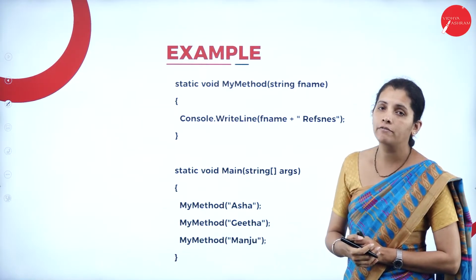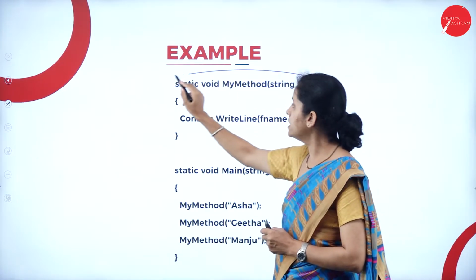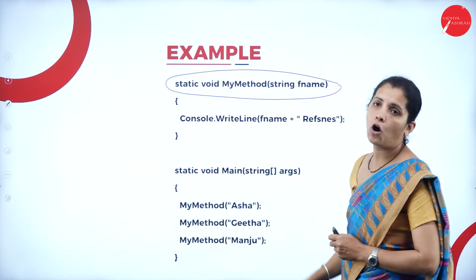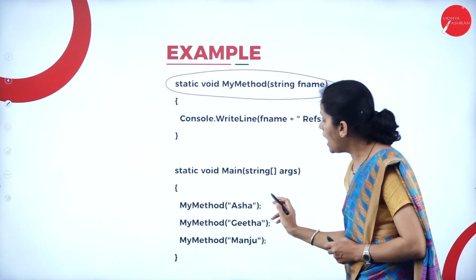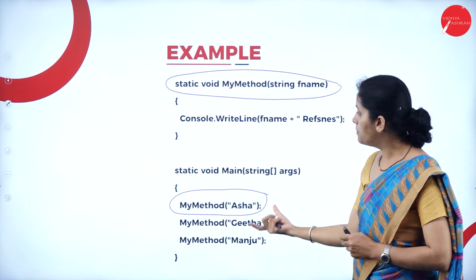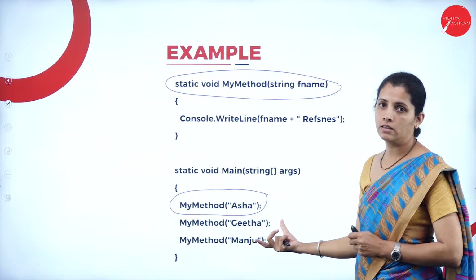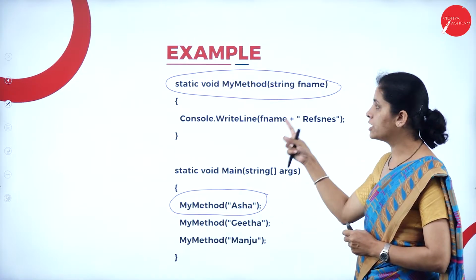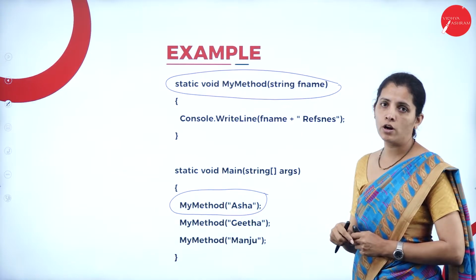Now I'm going to have an example here. This is nothing but my function or method definition. And I'm going to call the method in my main function or main method. So this is nothing but the function declaration. So what does function declaration mean?